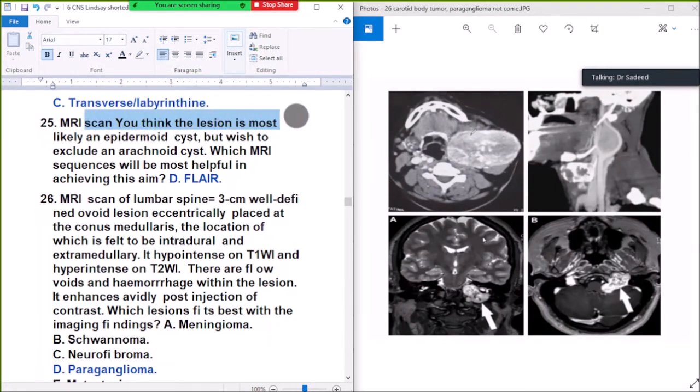Number 25. MRI scan. You think the lesion is most likely an epidermoid but wish to exclude an arachnoid cyst. Which MRI sequence will be most helpful in achieving this aim? Clear: the CISS/FLAIR sequence will help distinguish between epidermoid and arachnoid cyst.